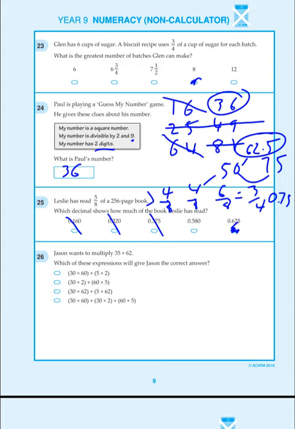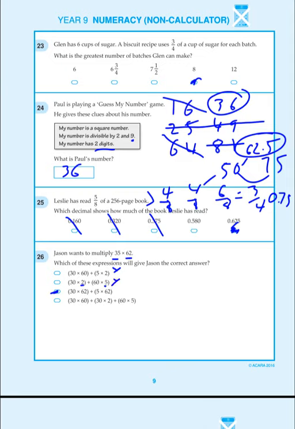Alright, 26. Jason wants to multiply 35 times 62. Which of these will give Jason the correct number? Well, just by looking at it, I know it's this one. We could go through them all. 30 times 60 plus 5 times 2. Now 5 times 2 is 10. That's not really going to be what you're looking for. So it's definitely not that top one. The second one, 30 times 2 plus 60 times 5. You can sort of just know that you're multiplying a number that's greater than 30 by a number that's greater than 60. So you can't just be multiplying by 2 and by 5. That's not going to help you get it done.